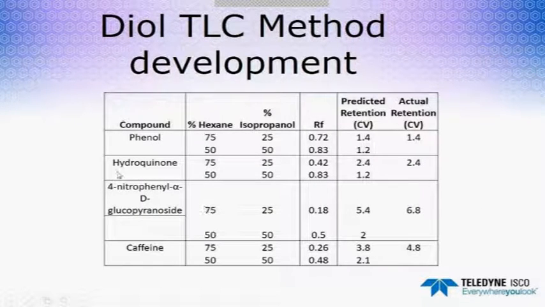Here are some more examples with other compounds as well. Again, the xanthine alkaloid eluted later than expected. However, it still came off of the column.